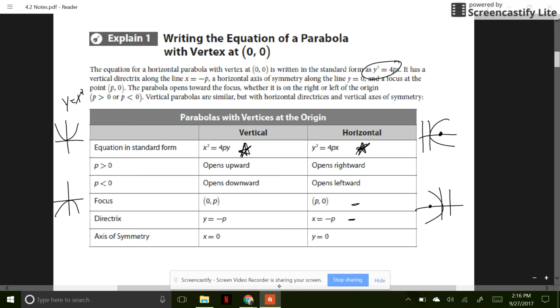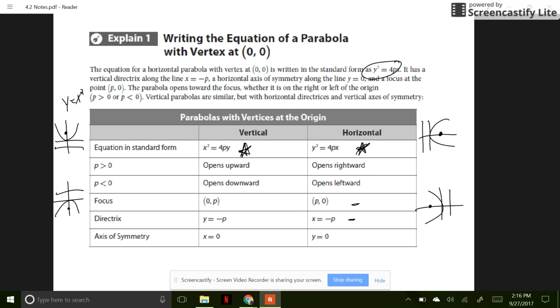So this time, if p is greater than 0, if p is positive, it's opening up. If p is negative, it's opening down. This time to find our focus, we're going to move up if we open up, and move down if we open down. And our directrix will be a horizontal line this time, either below our parabola or above the parabola, depending on which way it opens. So the key with these are these important pieces of information.